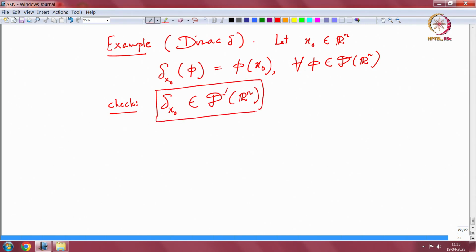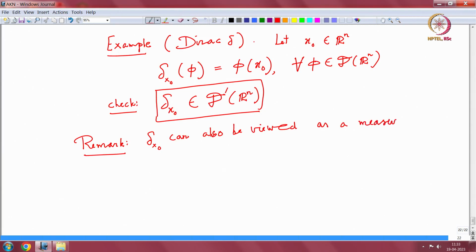But I want to make a remark here. That part is trivial for all of you to do, but to understand delta of x naught, you need not go to a strong theory like distributions. Delta of x naught can be viewed as a measure. Then you may wonder why we study distributions; we will make that remark. So, delta of x naught can also be viewed as a measure.